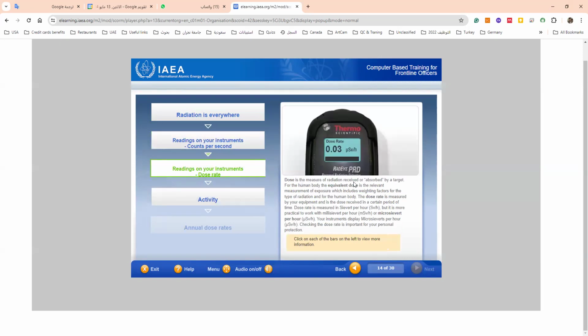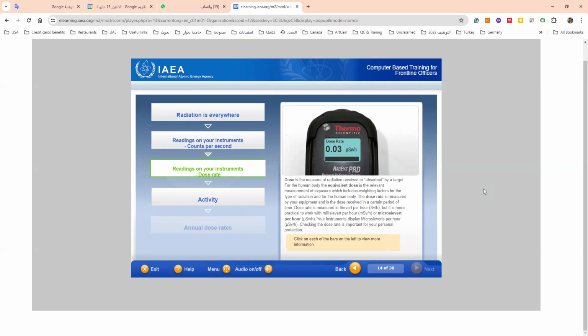Dose is the measure of radiation absorbed by a target. For a human body, the equivalent dose is the relevant measurement of exposure, which includes the weight factors for the type of radiation in a human body. The dose rate is measured by your equipment and is the dose received in a certain period of time. Dose rate is measured in sieverts per hour, but it is more practical to work with millisieverts per hour or microsieverts per hour.